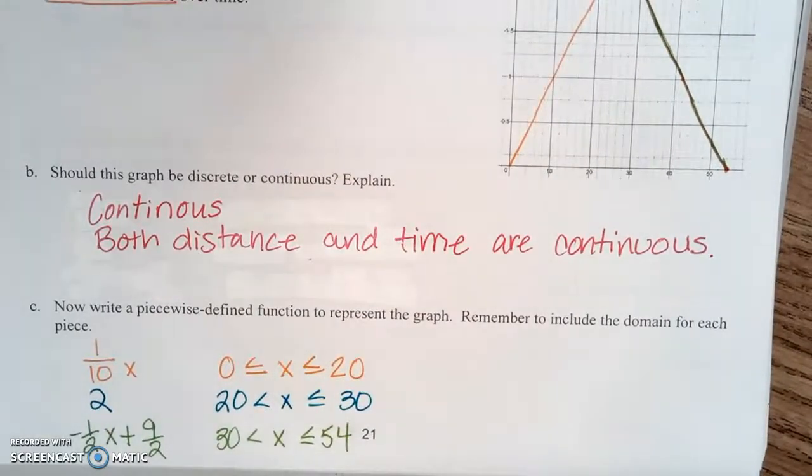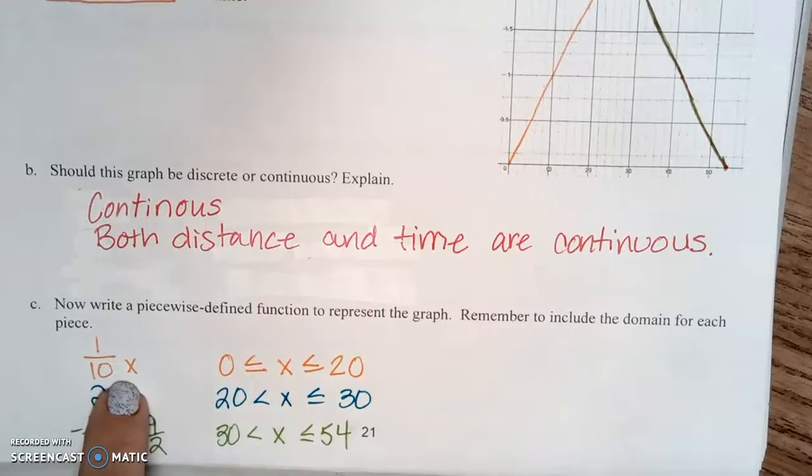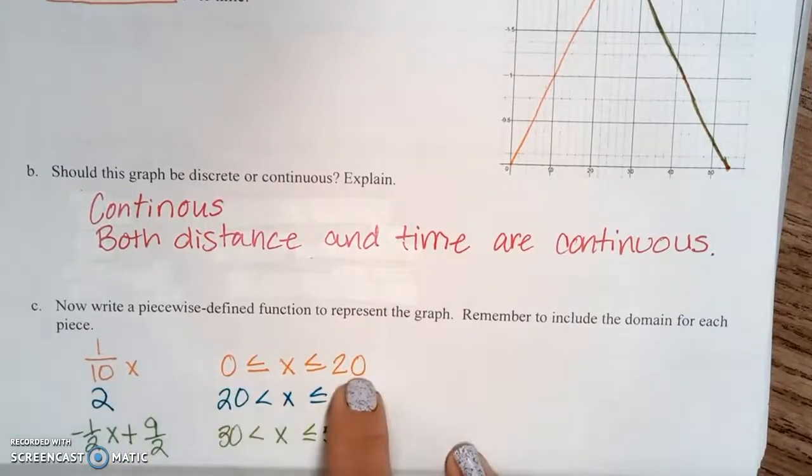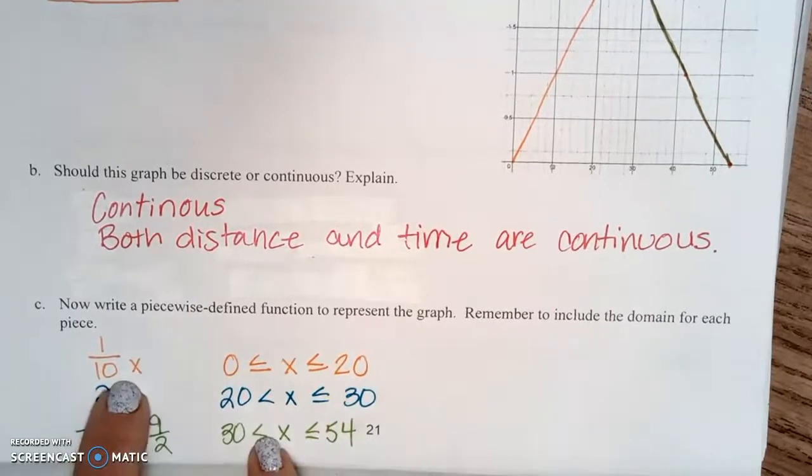Okay? So for part C, they want us to write the piecewise defined function to represent this graph that we came up with. And I did it by color. So the first orange part, or the first part of the graph, which I did in orange, she ran a 10-minute mile. So that's 1/10 x. And she did that for the first 20 minutes. So from 0 to 20 minutes gives her a distance of 1/10 x.